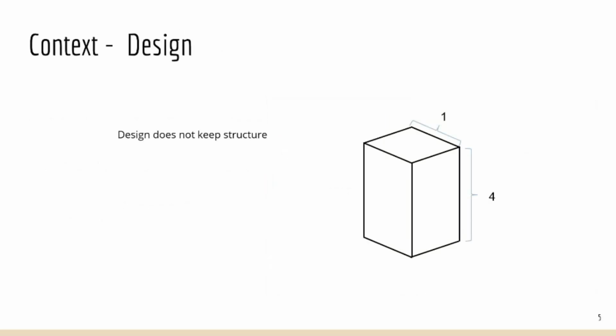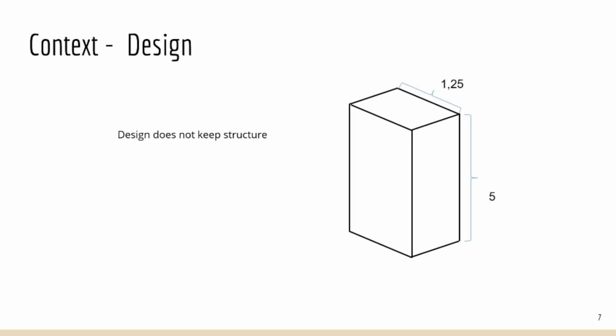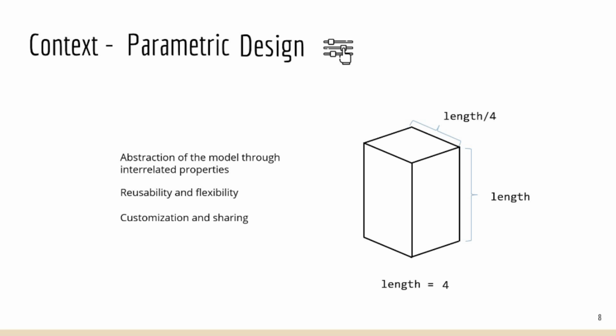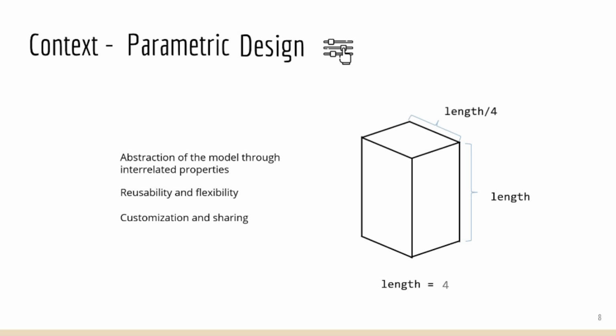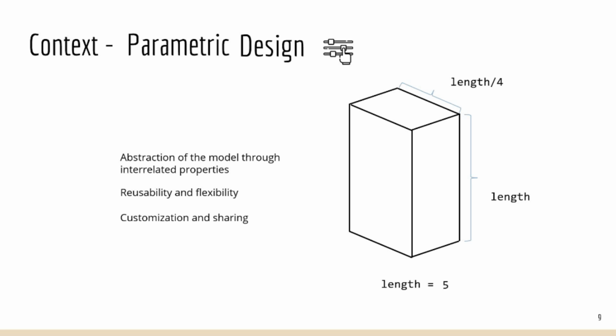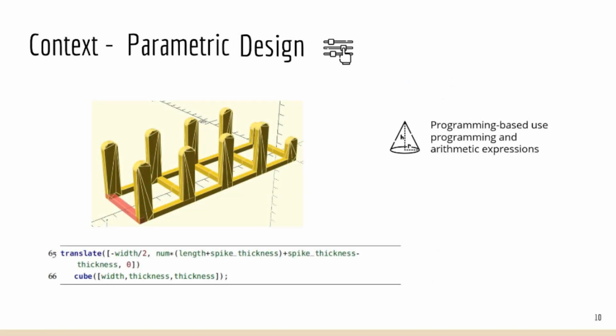When creating a model, geometric properties can be defined with raw numbers. This can be inconvenient if the model is intended to have a structured format, as it forces users to update all dimensions if modifications are needed. Parametric designs allow the user to define properties based on parameters that relate different geometric properties, enabling rapid modifications and flexibility. Creating parametric models with programming-based applications requires users to define geometric properties using programming and arithmetic expressions.